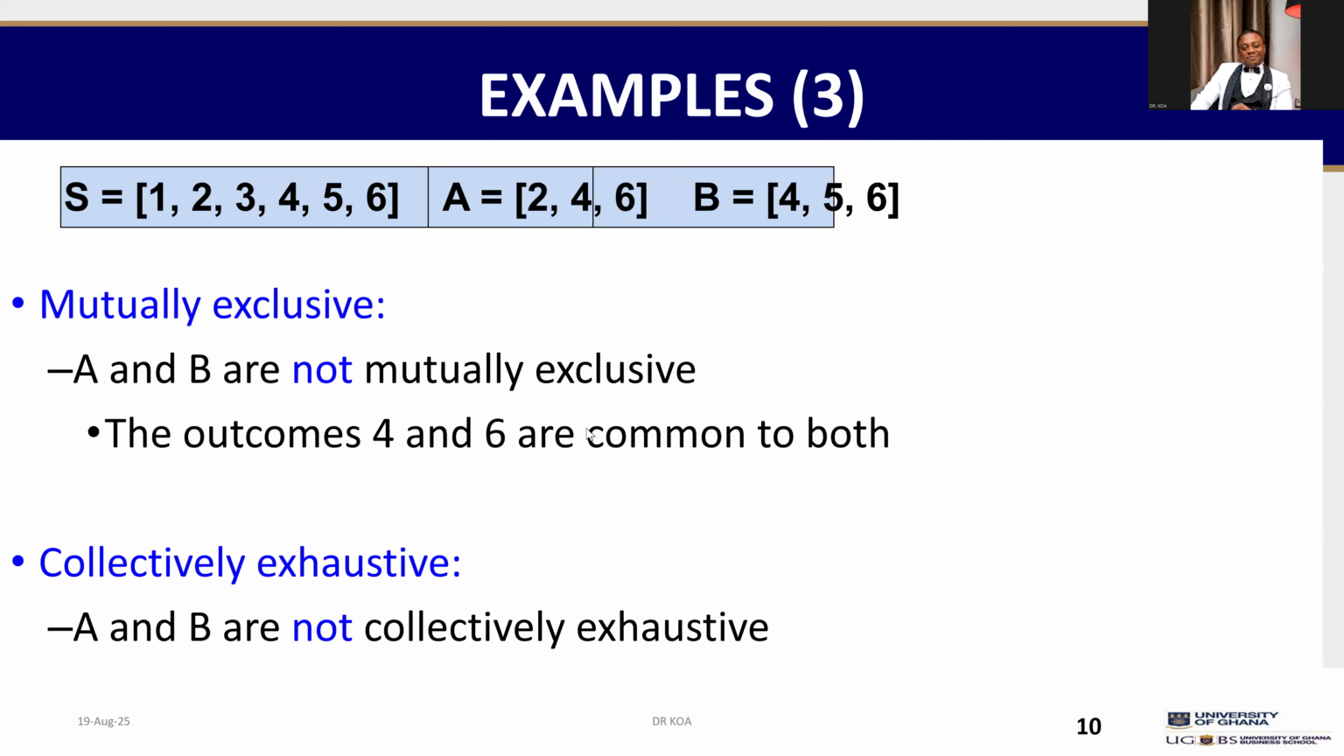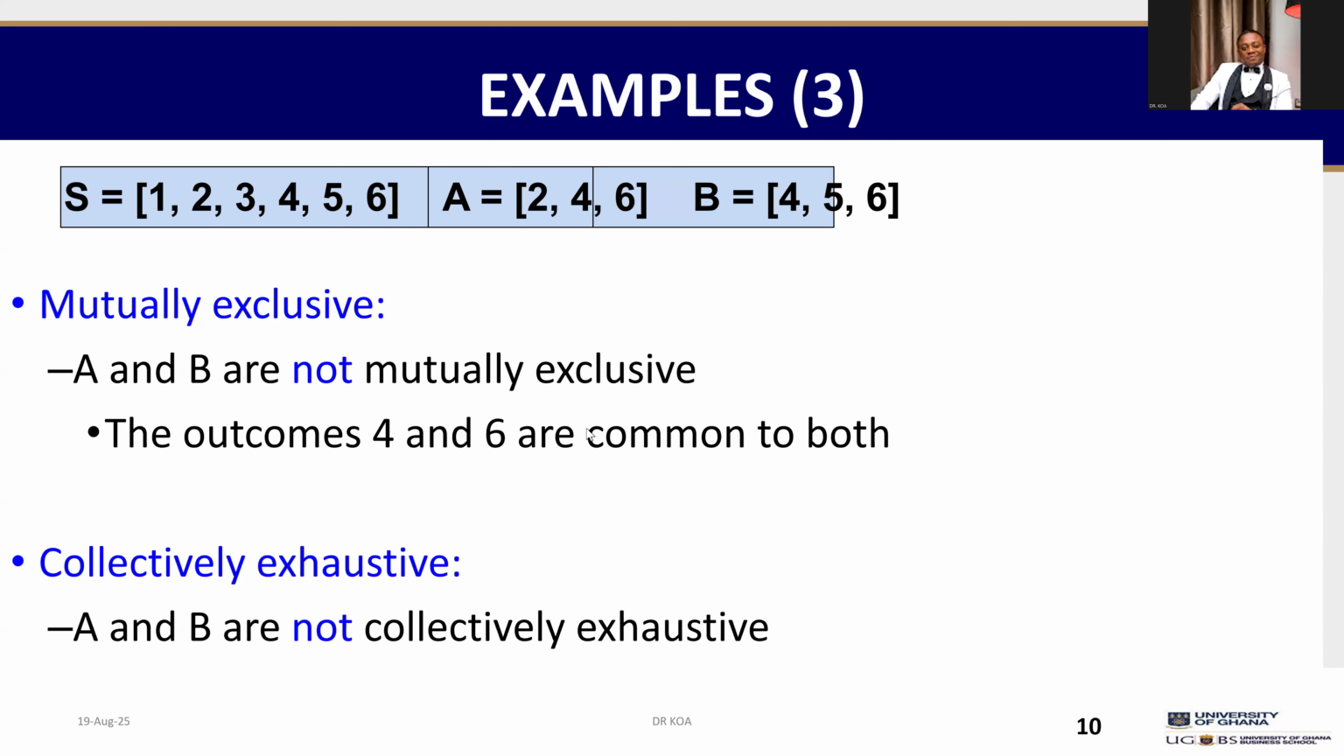To be exhaustive means that you have everything that is in the universal set. For example, A itself is not collectively exhaustive. B itself is not collectively exhaustive. Both of them combined are also not collectively exhaustive on their own. Does that make sense? Yes, sir. All right, okay.